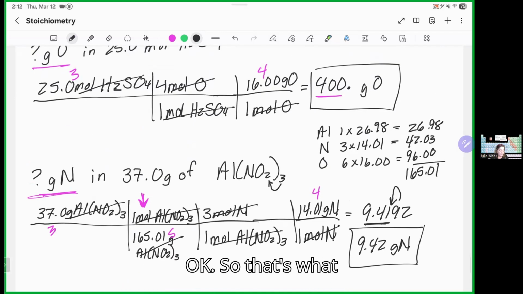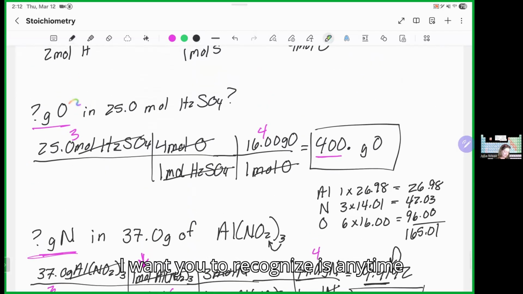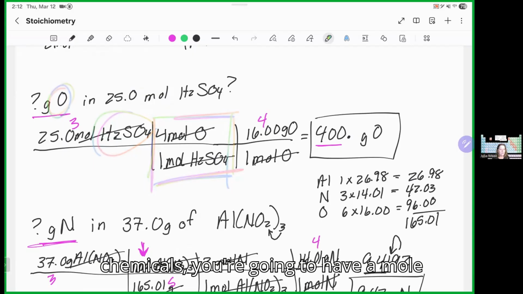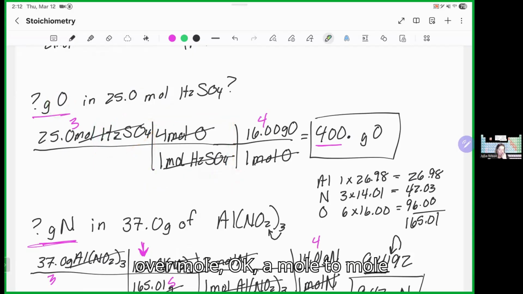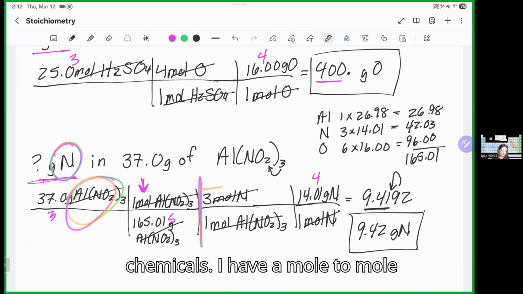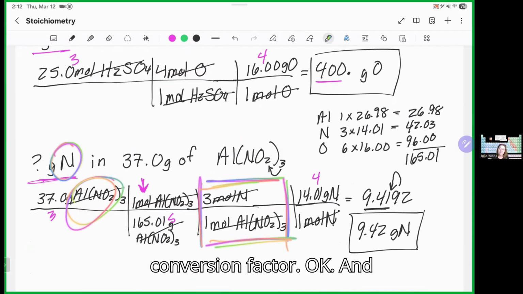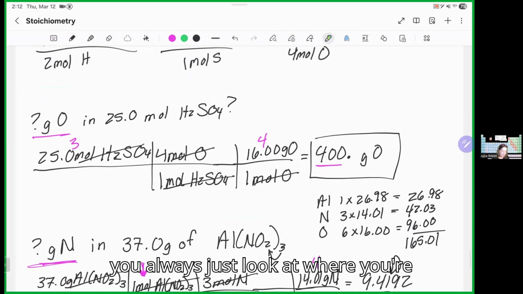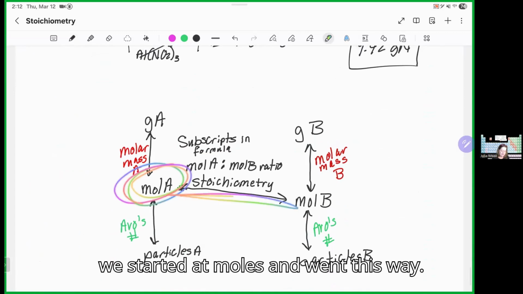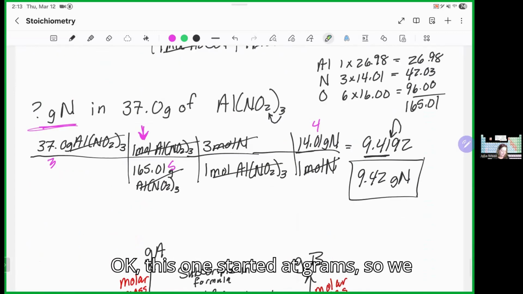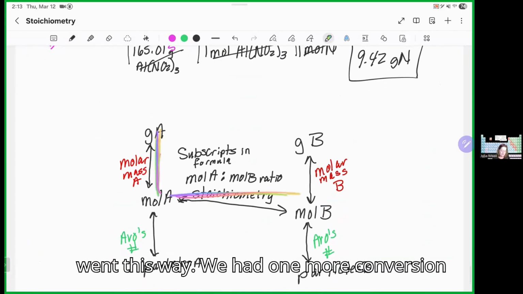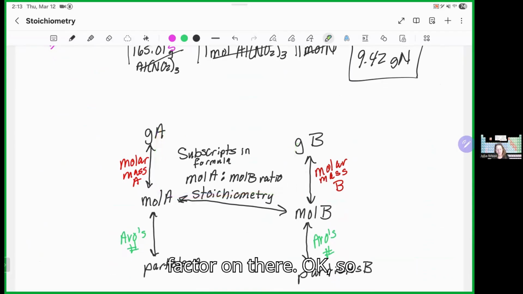Okay. So what I want you to recognize is anytime we're talking about two different chemicals, you're going to have a mole over mole. Okay, a mole to mole relationship, a mole to mole conversion factor. We're talking about two different chemicals. I have a mole to mole conversion factor. Okay, and you always just look at where you're starting. This one started with moles, so we started at moles and went this way. Okay, this one started at grams. So we started at grams instead of moles and went this way. We had one more conversion factor on there.